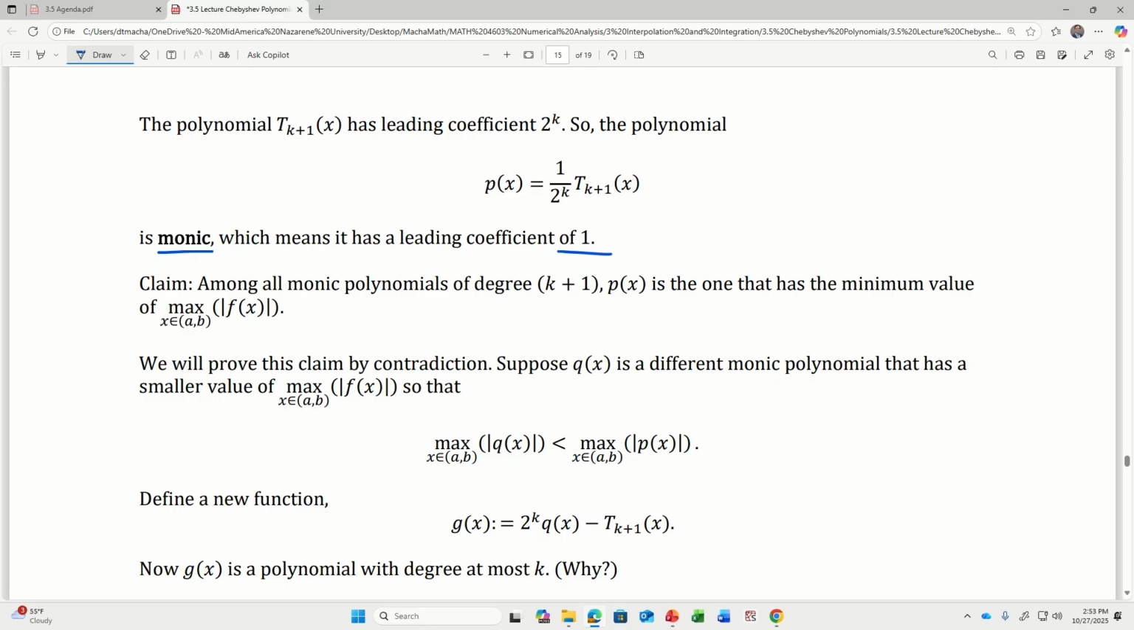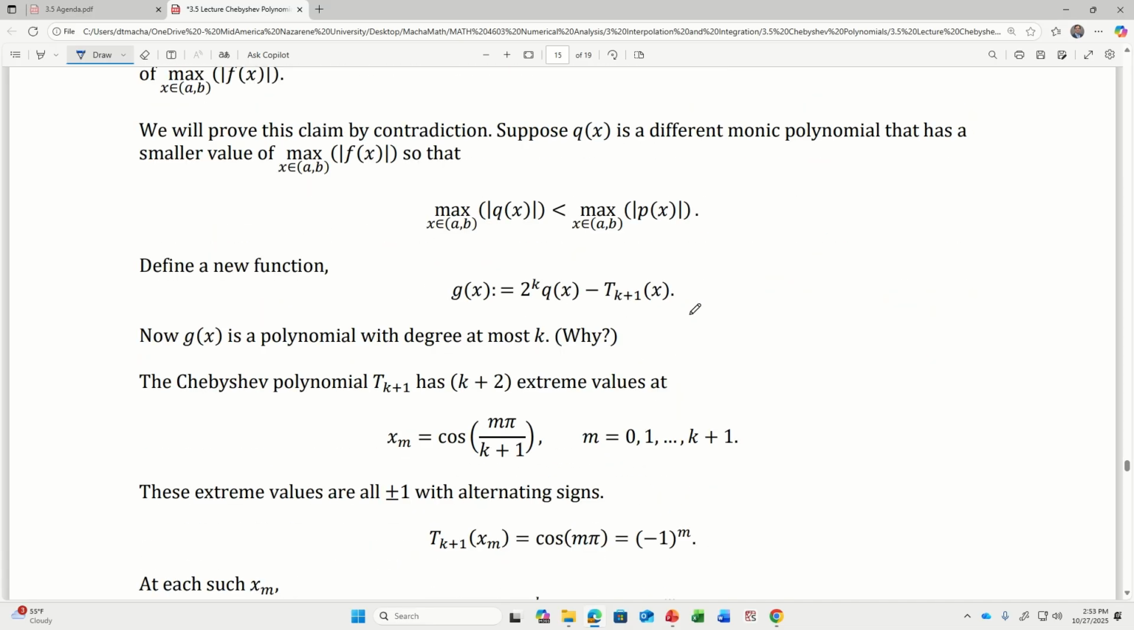So suppose my claim is false, and that means suppose there exists a polynomial q, which is a different monic polynomial that has a smaller value of that maximum. So that way, the maximum of the absolute value of q over all of the x in the interval from -1 to 1 is less than the max of p.